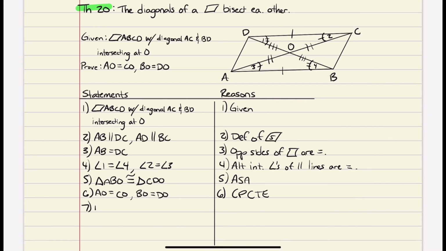We should even probably say that BD bisects, and I might even just truncate it even more: BD and AC bisect each other. And we can say that because of the definition of segment bisectors, they cut a line into two equal parts. And we just proved that they are cut into two equal parts. And so we can say definition of segment bisectors. And there it is, Theorem 20.